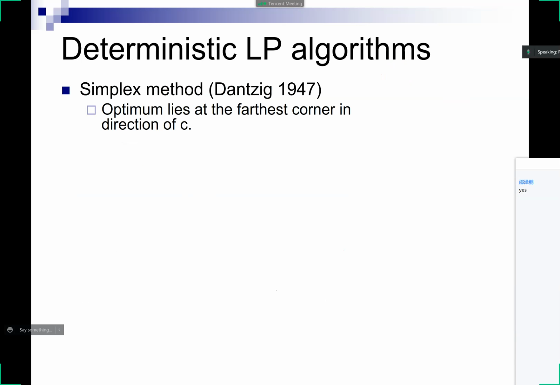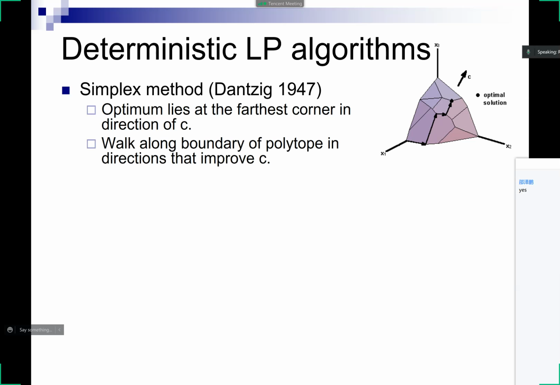Next, we looked at one algorithm for LP, but there are actually many algorithms to solve LPs because it's such an important problem. One of the first LP algorithms came out many years ago, way back in the 40s, when people first started looking at LPs. Dantzig proposed this very famous algorithm called the simplex algorithm. It's again based on this observation that the optimum lies at a corner of the polytope that we're trying to optimize.